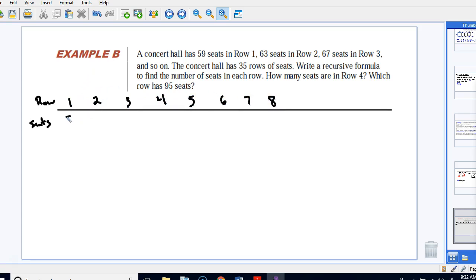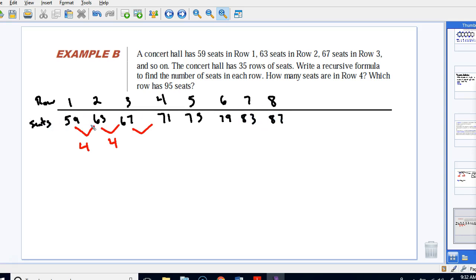So we know row 1 is 59, then 63. Row 3 has 67, and so on. What we have to figure out is whether there is some sort of common difference. If I say 63 minus 59, I get 4. 67 minus 63, I get 4 again. So it seems like if I add 4 to 67, I'll get the next one. 67 plus 4 gives me 71, and then 75, and then 79, and then 83, and then 87.